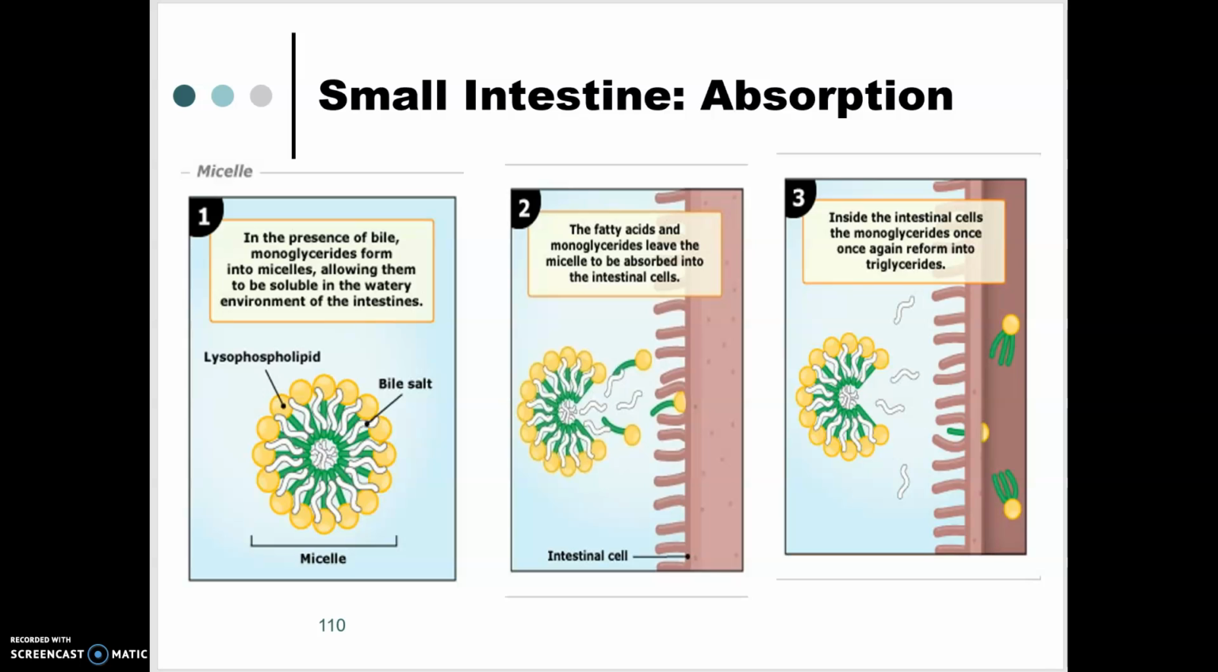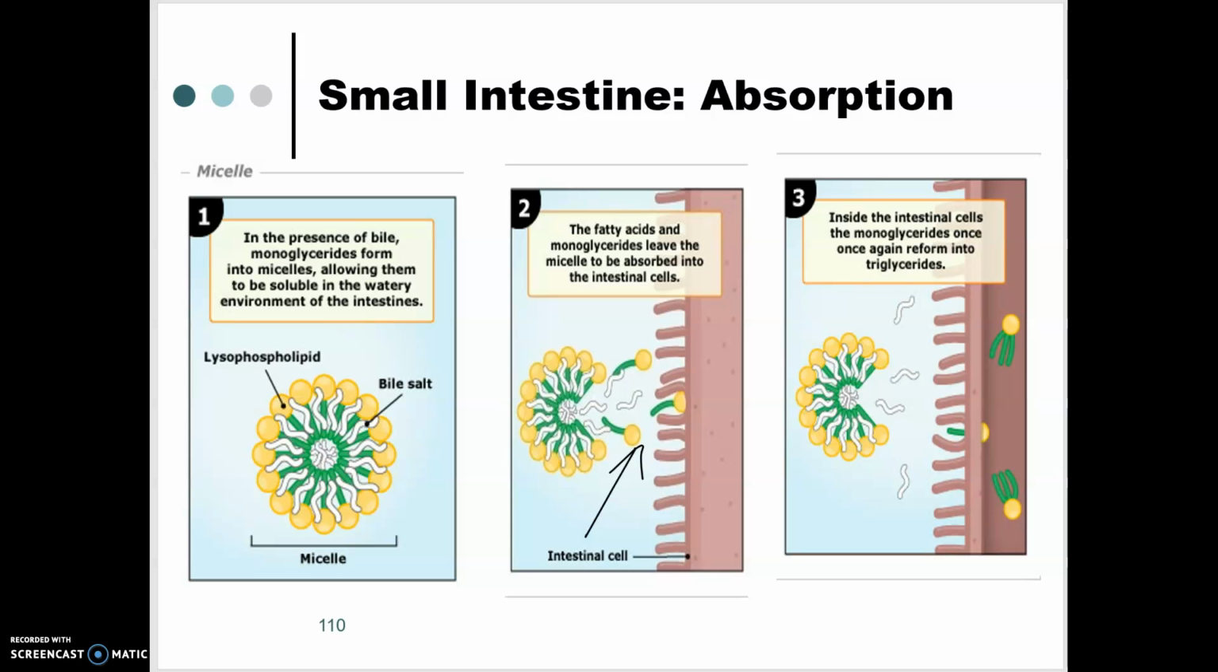Here's our micelle. So our micelle takes those lipid bits and pieces. We've got the white squiggly lines are going to be the bile salts. So the bile salts are going to organize those bits and pieces of lipids, and they're going to form a circle or like a little ball, which is the same thing you see in your dishwater. Once it comes up against the brush border, the edge of the epithelial cells, you're going to have those monoglycerides and those fatty acids move across the membrane into the cells.